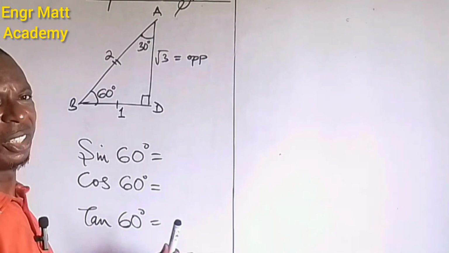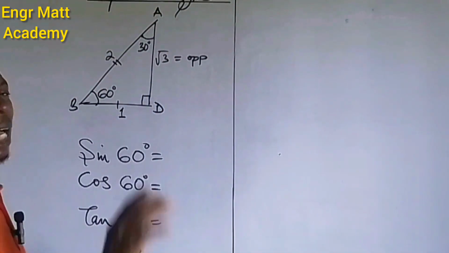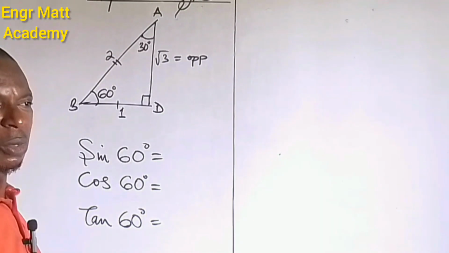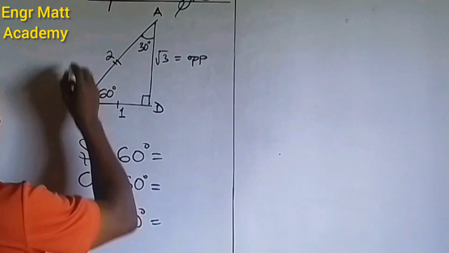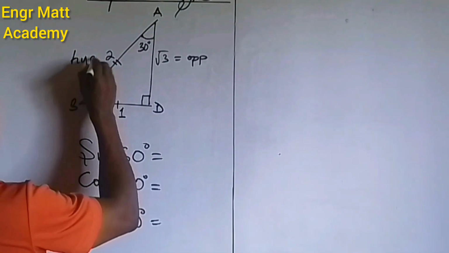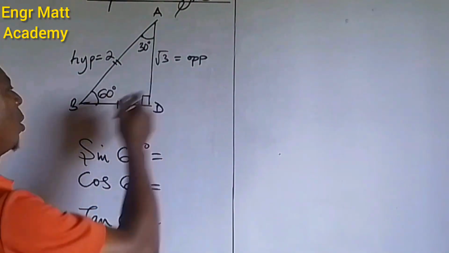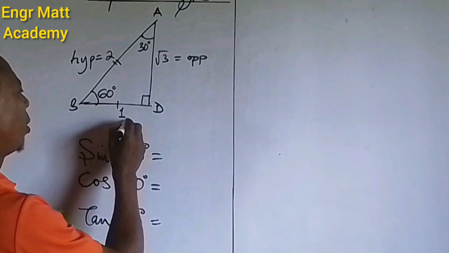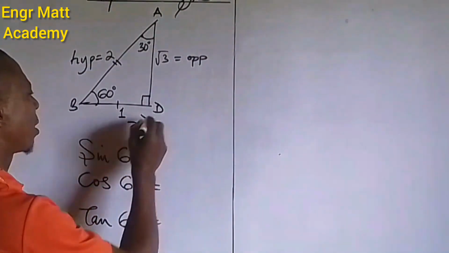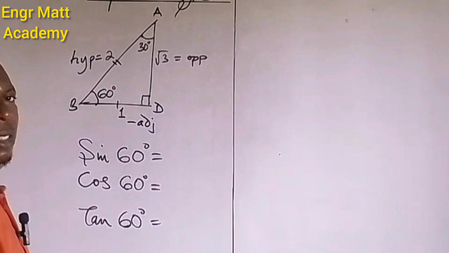Hypotenuse no dey change, because the longest side na be hypotenuse. Always hypotenuse na the long pass. So AB na hypotenuse, and na 2 e be. If this na hypotenuse and this na opposite, it means say this one BD na be adjacent. So wetin be sine 60?